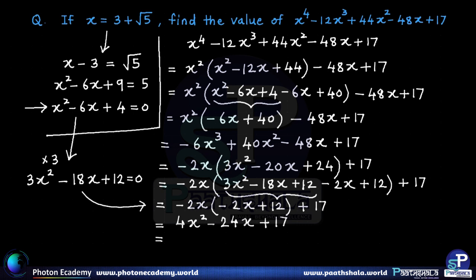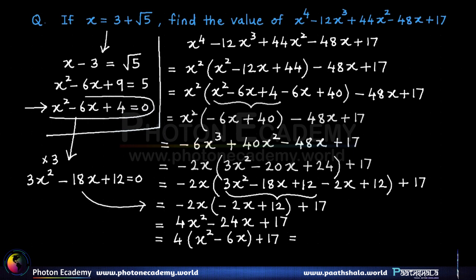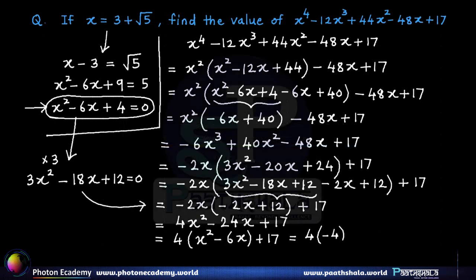Now if we take 4 common from the first two terms, we will get 4 times x square minus 6x, plus 17. Now from the equation which we found earlier, that is x square minus 6x plus 4 equal to 0, we can express x square minus 6x as nothing but minus 4. So that gives us 4 into bracket minus 4 plus 17, which is minus 16 plus 17, which is equal to 1. So that's the final answer.